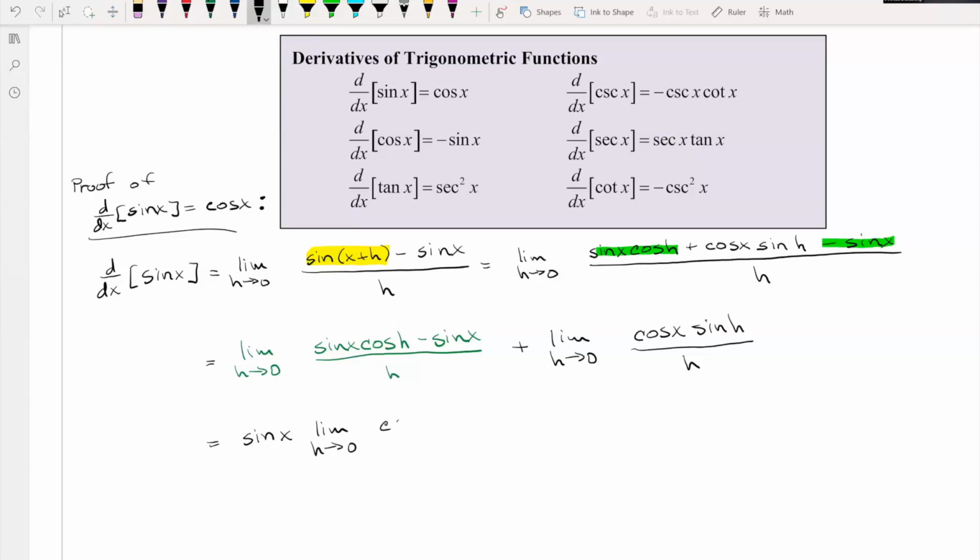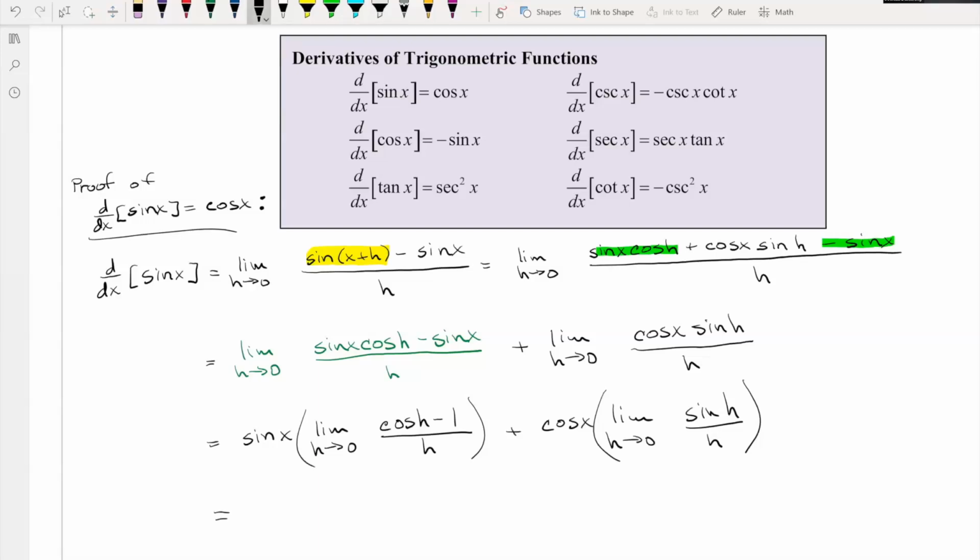So I end up with cosine h minus 1 over h, like that. So we have this limit, plus I can do the same thing. I can factor out a cosine x, and then I have the limit as h approaches 0 of sine h over h.